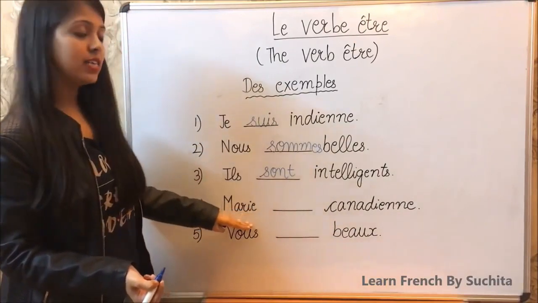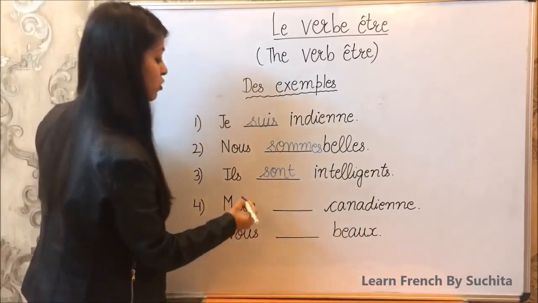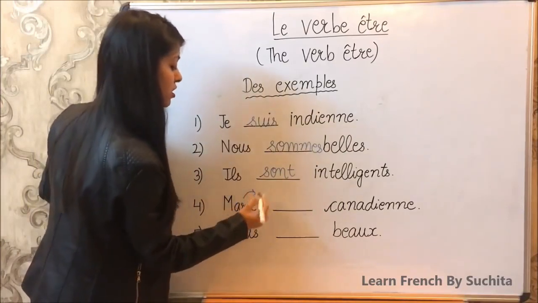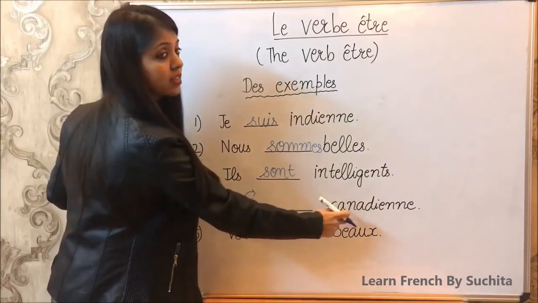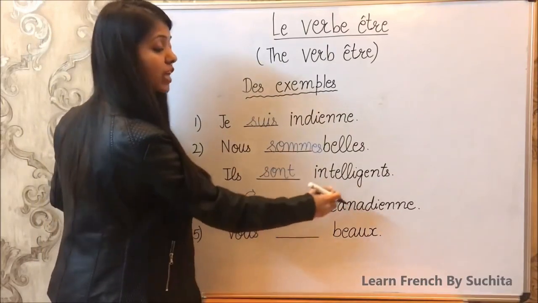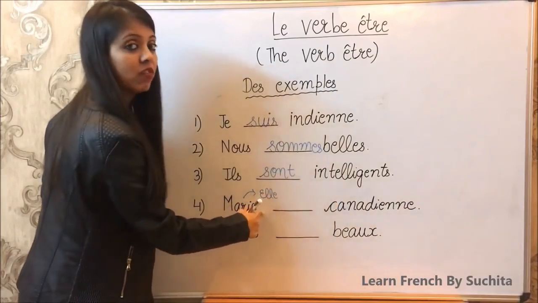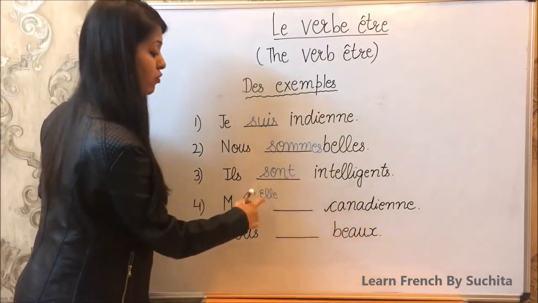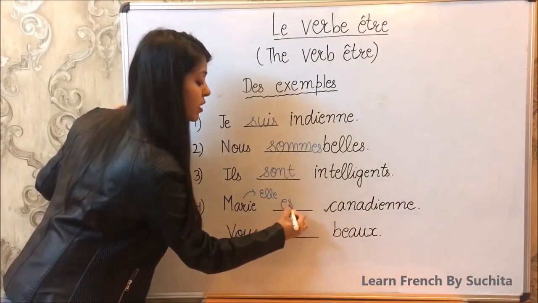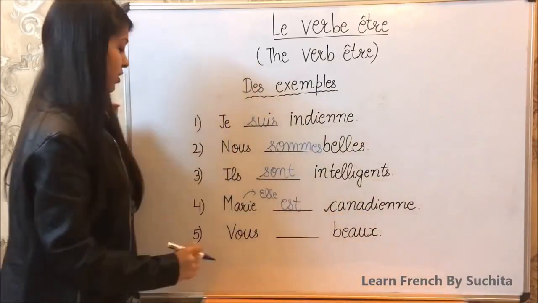Now, Marie. Marie is the name of a girl, of course. So, this is which subject? So, if I say Marie dash Canadian. So, Marie dash Canadian. Marie is who? Marie is actually elle, which is she. So, Marie is Canadian. So, for elle we use est. So, the answer is Marie est Canadienne.